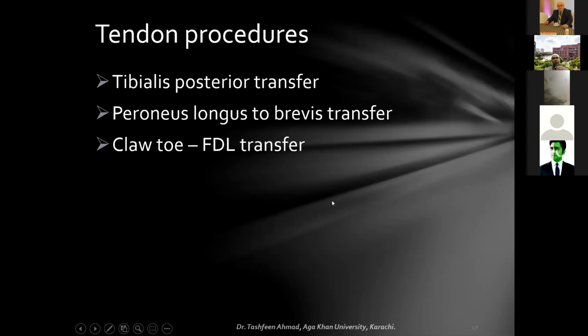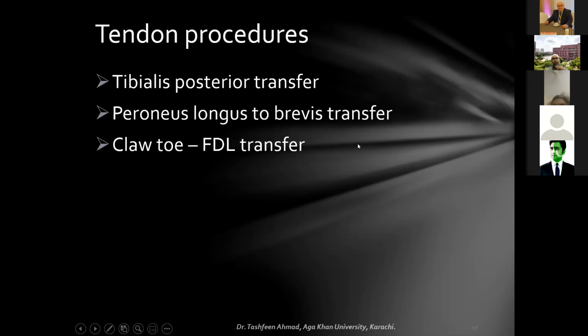Peroneus longus to brevis. Now, what is bringing the first metatarsal down? The dynamic force which is flexing the first metatarsal is the peroneus longus. Now, that can be sutured to the brevis and disconnected distally. So that is called a peroneus longus to brevis transfer. That will take care of the dynamic cavus, and also assist the brevis in its eversion action.